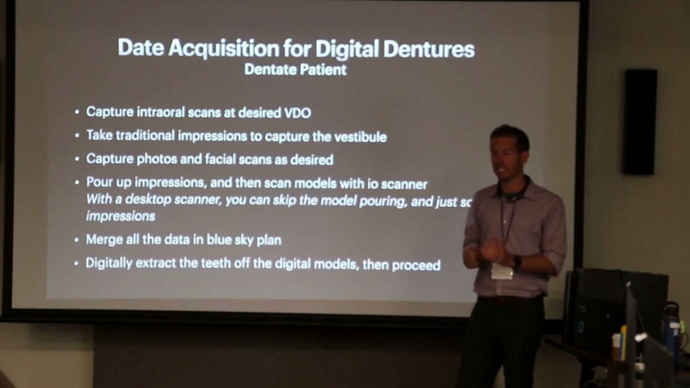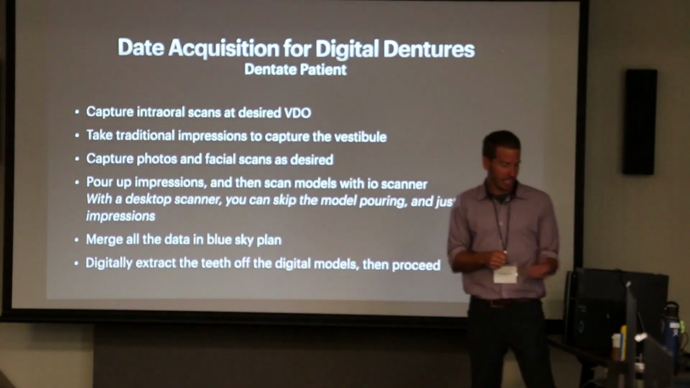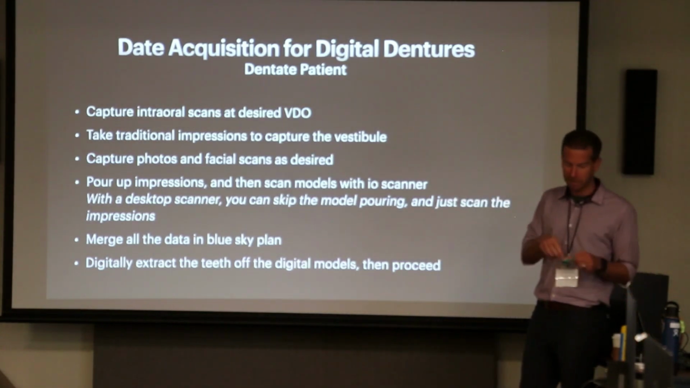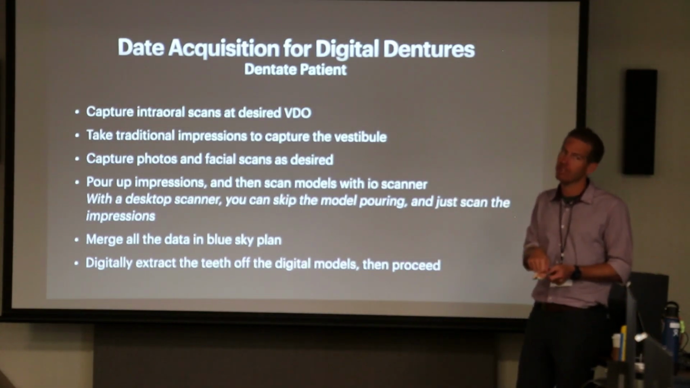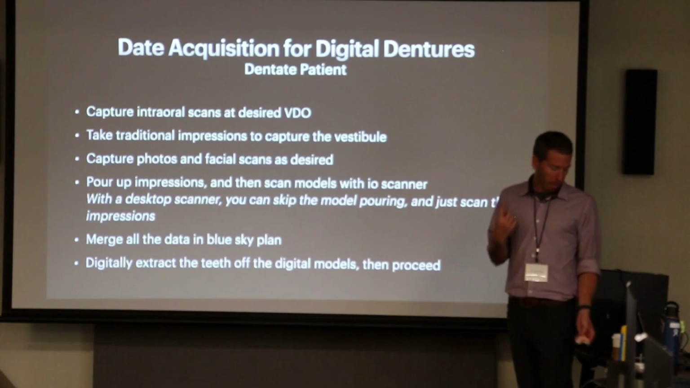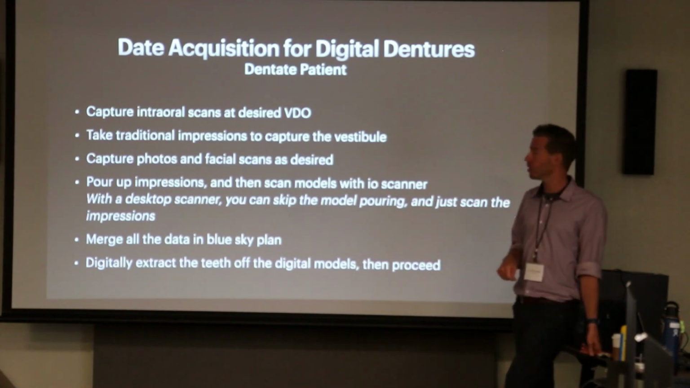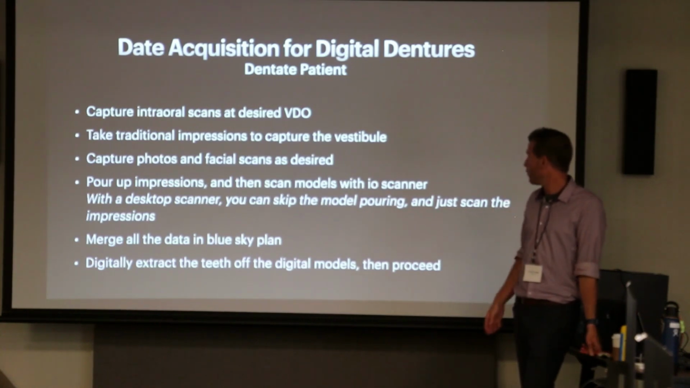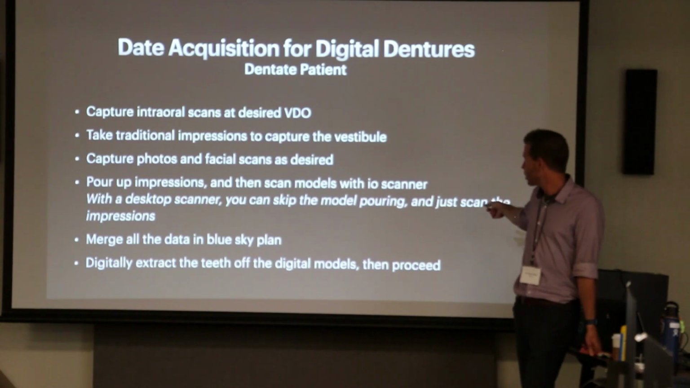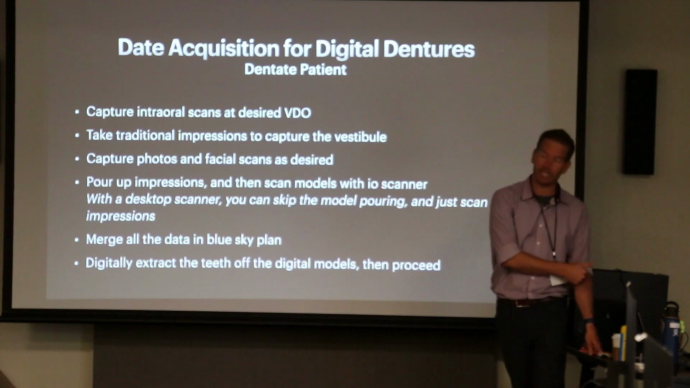They struggle with scanning impressions with teeth in them. If there are deep tooth spaces, you can't really scan the impression with an IO scanner. You really have to pour it up and then scan the stone model. So you pour up one model, and then you can scan that with your intraoral scanner. If you have a desktop scanner, you can skip the model pouring and scan the impressions in the desktop scanner.